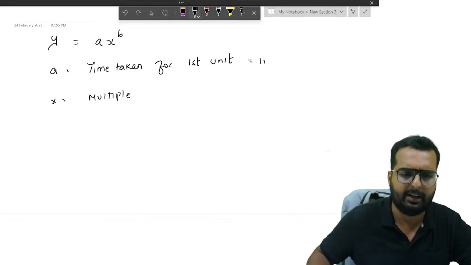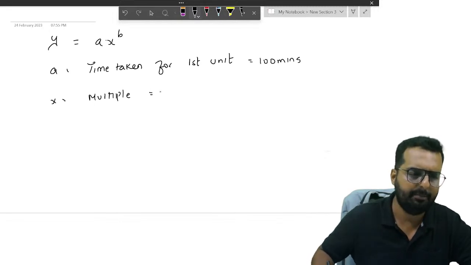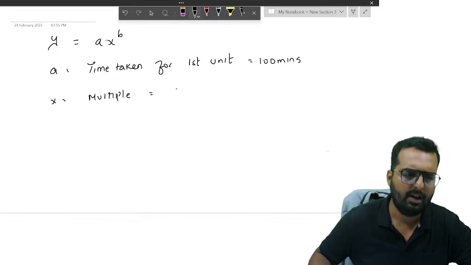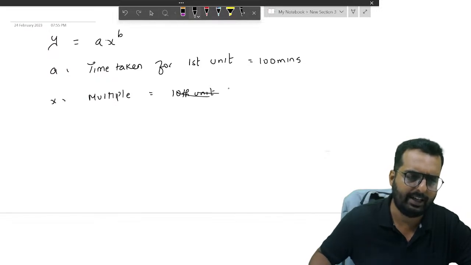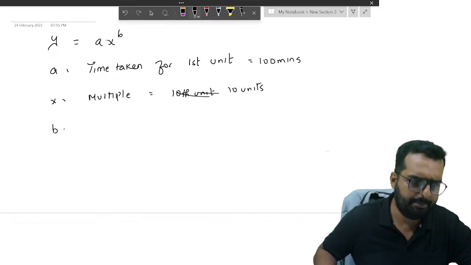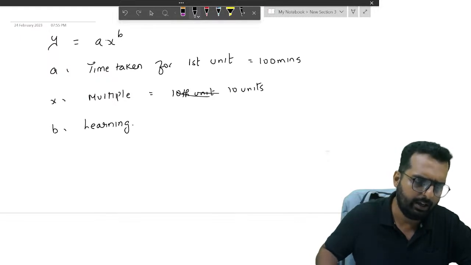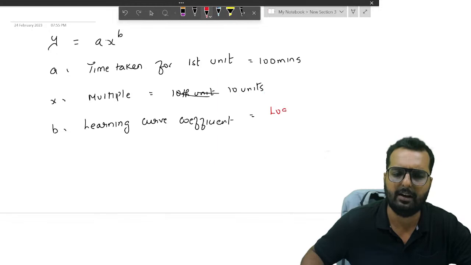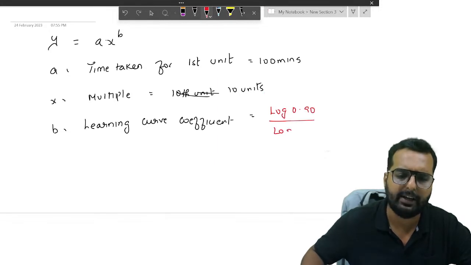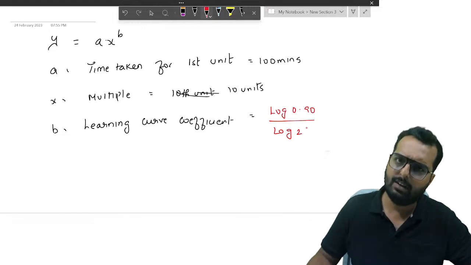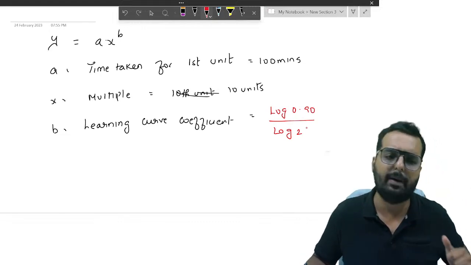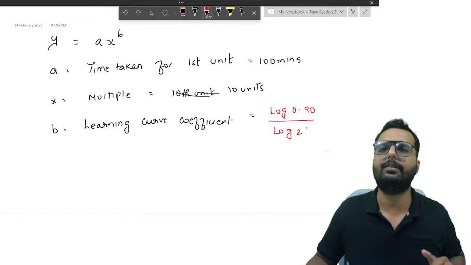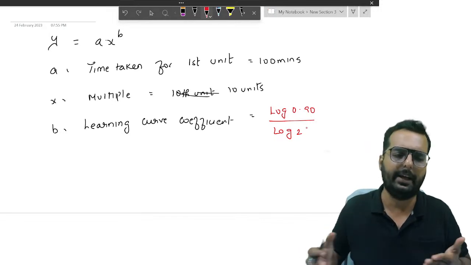In our case, time taken for the first unit is how many minutes? 100 minutes. What is the multiple that we are having over here? We want to find out for the 10th unit, or 10 units. And b is what we call the learning curve coefficient. This one part alone you will have to learn by heart, friends. For 90%, the learning curve coefficient will be log 0.9 divided by log 2. For 80%, it will be log 0.8 divided by log 2. Like that, 70% will have log 0.7 by log 2.